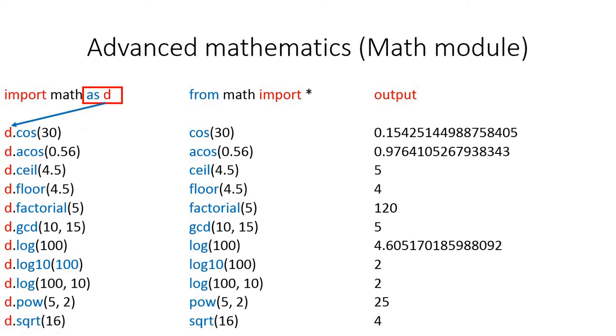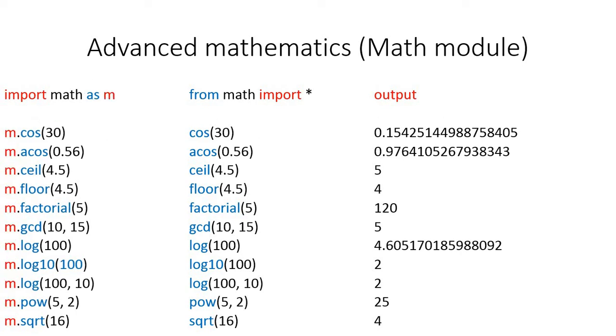d.cos, d.acos, etc. But D doesn't look good with math because math has M-A-T-H. So instead of D, if you use M, that will be a good match because math has M in the beginning. The first letter of math is M.